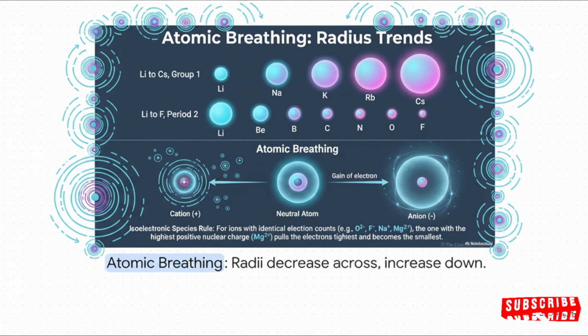Going across period 2 from lithium to fluorine, the atoms physically shrink. Why? Because the nucleus is packing in more protons, pulling that same outer shell in tighter and tighter. But if you look down group 1, from lithium to cesium, they get absolutely massive because distance wins every time a new shell is added. Oh, and a quick high-yield tip for the exam, the isoelectronic species rule. For ions that have the exact same electron count, the one with the highest positive nuclear charge, like magnesium 2+, pulls those electrons the tightest, making it the smallest.